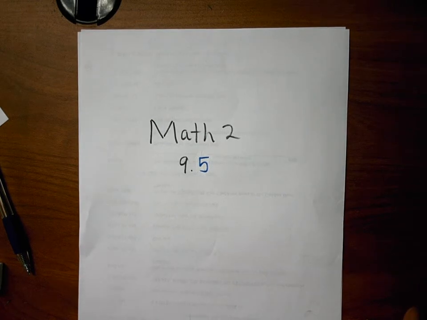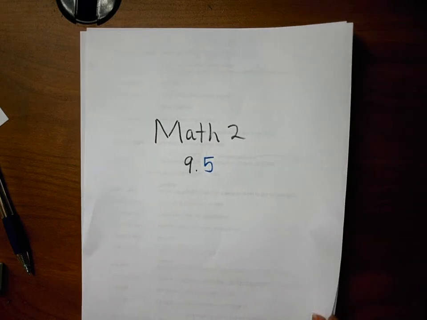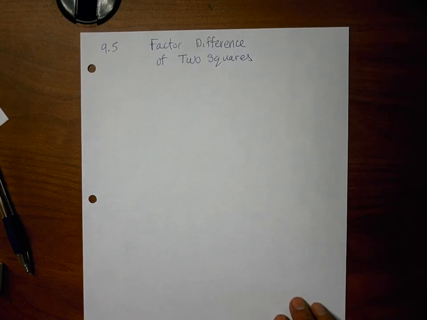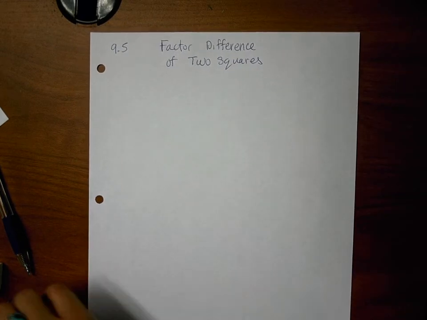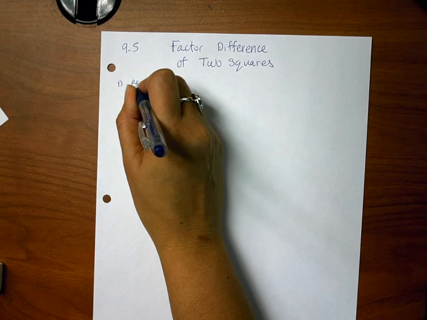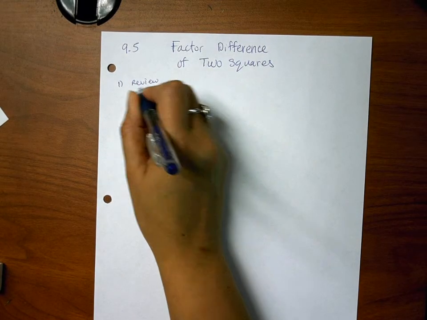This is Math 2, 9.5 notes. That's Unit 9, Lesson 5. The title is Factor Difference of Two Squares. Number 1 is going to be a review problem of stuff that we've done in the past.